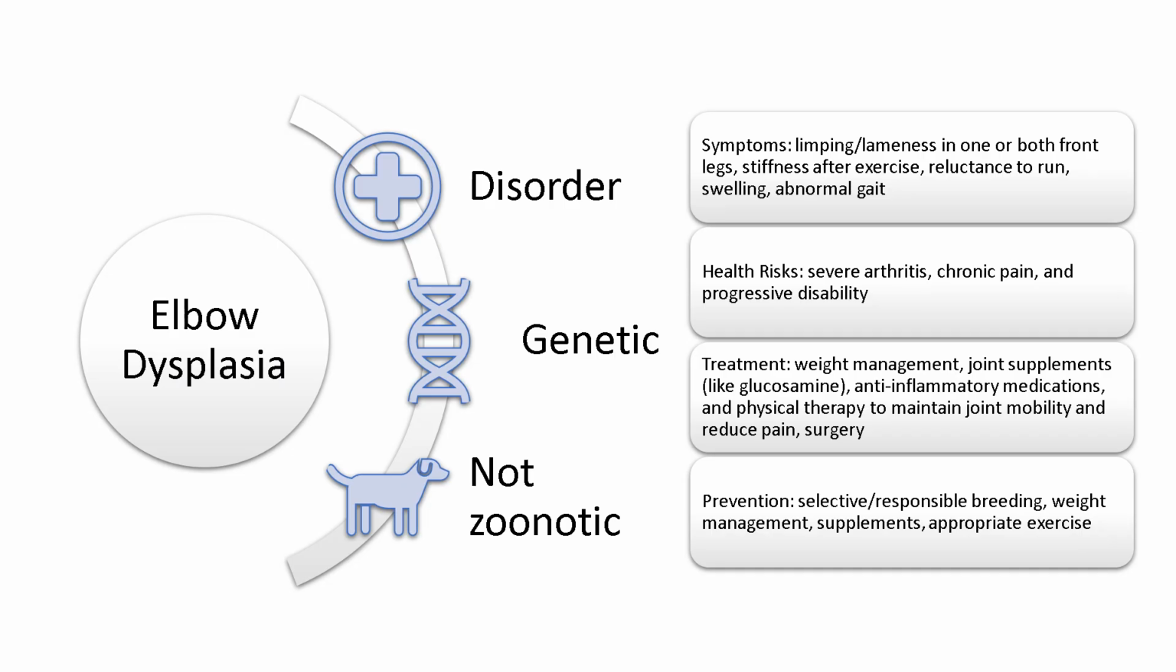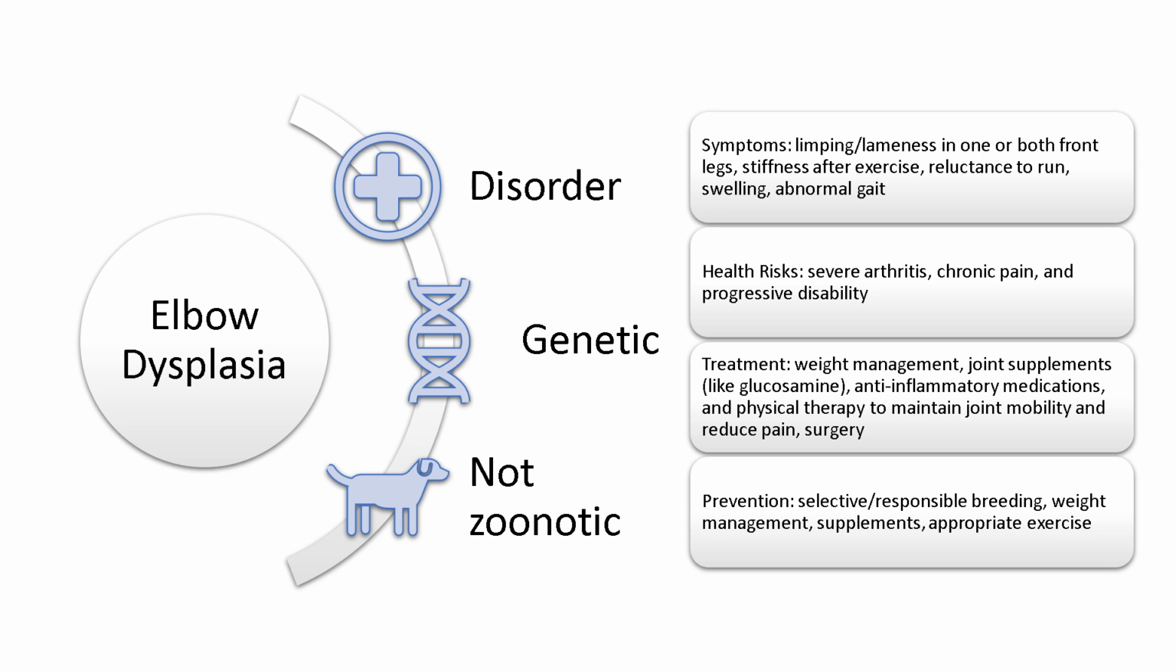Elbow dysplasia is a developmental joint condition where the bones in a dog's elbow, the radius, ulna, and humerus, do not fit together correctly. This leads to joint instability, pain, and arthritis over time. It is a common cause of front limb lameness in dogs, especially large breeds. The primary cause is inheriting it from parents.